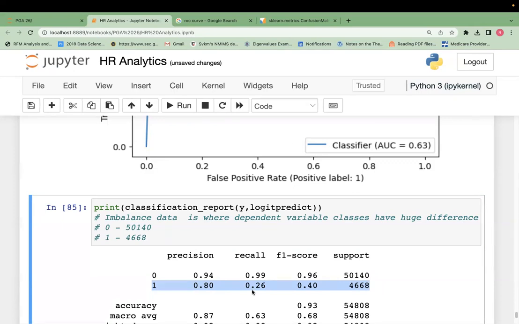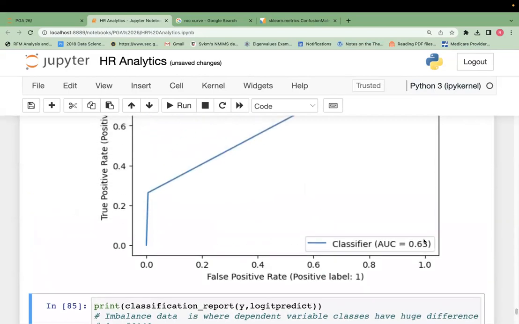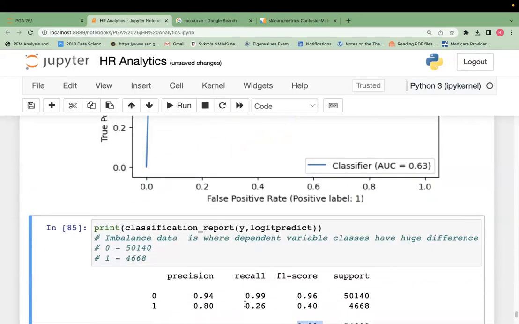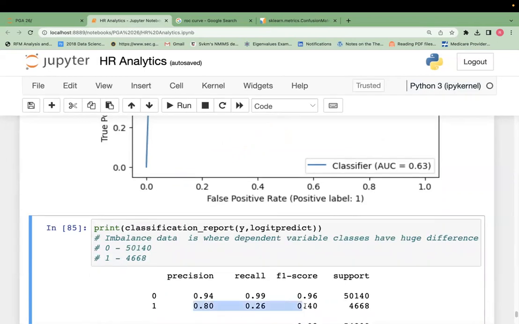Because of this, see the recall is very bad, and the F1 score is also very bad. For zeros it is overfitting, and for ones it is not, and the overall accuracy is very good, 93%. But what about other metrics? They're all bad. AUC is bad. And look at the recall and F1. So when you have imbalanced data, we look for these metrics: precision, recall, and F1 score. Very important for imbalanced data, particularly for the minority class.